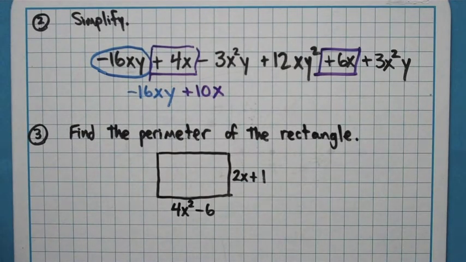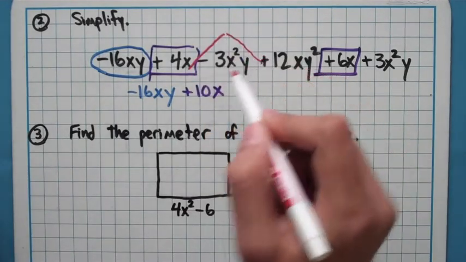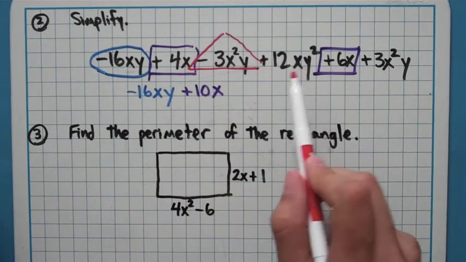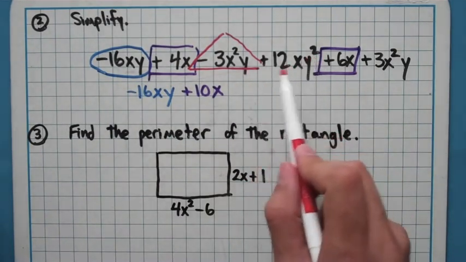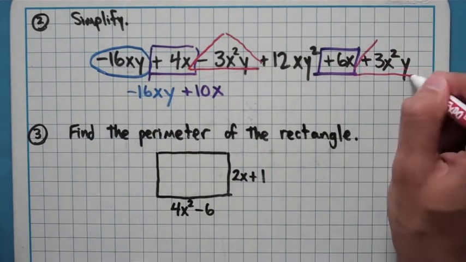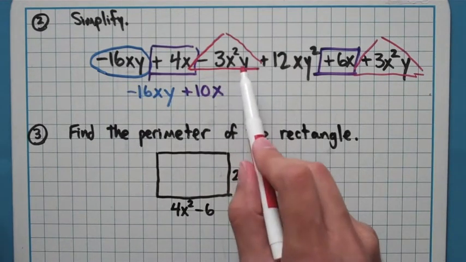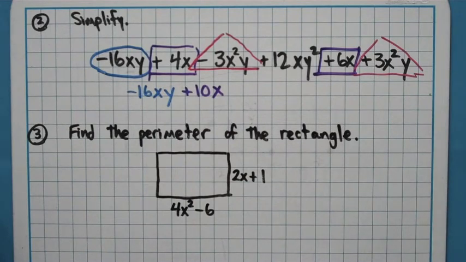Next up, my term is a negative 3x squared y. This guy right here is very close. They're trying to trip you up here, but this is xy squared. The y is the squared. Those aren't like terms. But I do have another x squared y over here. I'm going to combine those. So when I combine negative 3x squared y plus 3x squared y, I get 0x squared y.